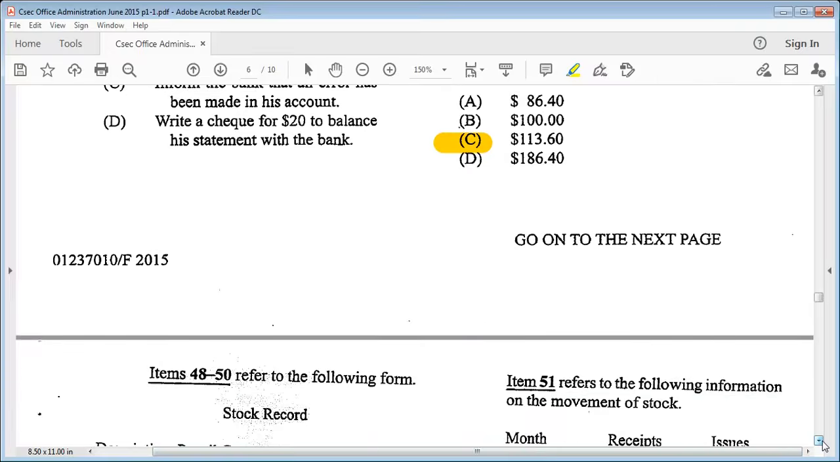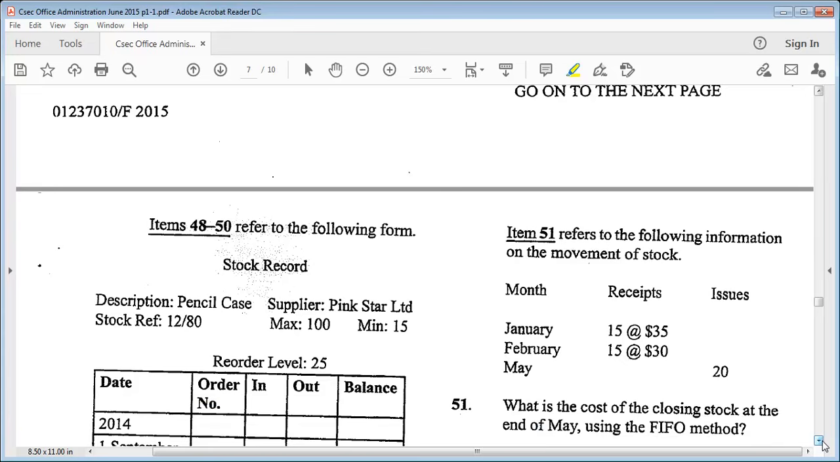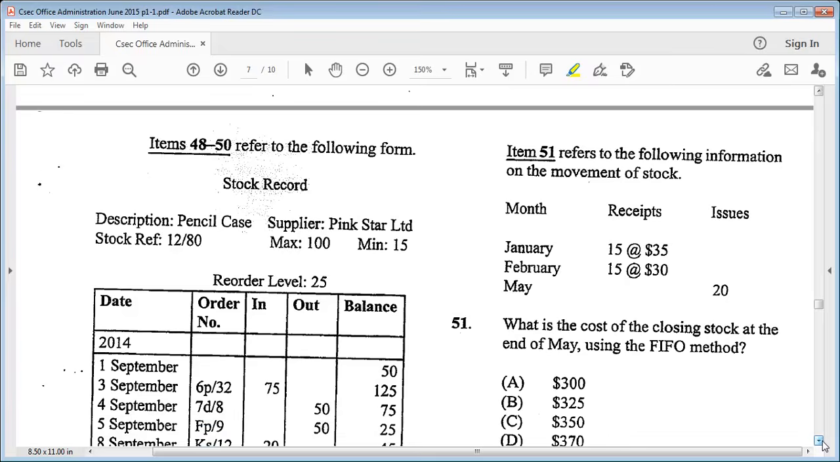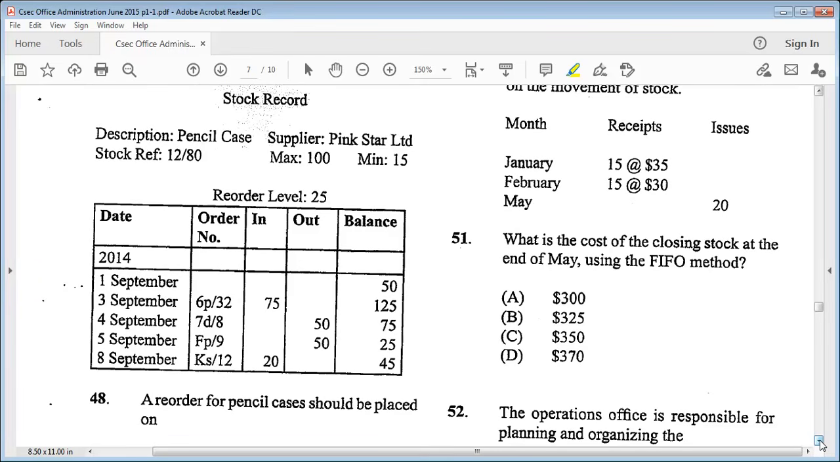Let's go on to question number 48. Items 48 through 50 refer to the following form. We have a stock record. We have the description of a pencil case, the supplier, Pink Star Limited. We have the stock reference number, and we have the maximum number, 100, minimum number, 15. Reorder level, it is at 25. So we have our date, our order number, the amount that was in, out, and the balance that was left.